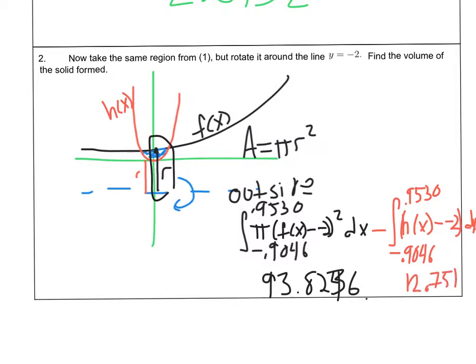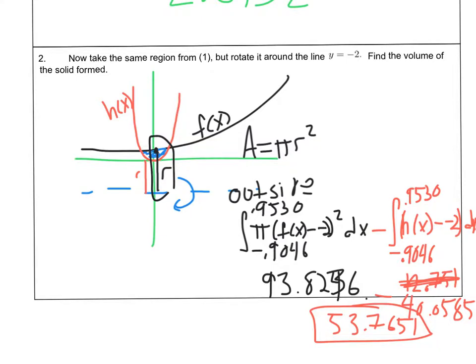12.751, and I think that's because I forgot a pi. So let's go back in because we don't want to lose the pi. And that gets me 40.0585. We're subtracting these two. So we got 93.8236 minus 40.0585 to get 53.7651 is your answer.